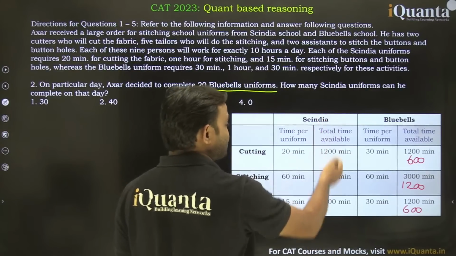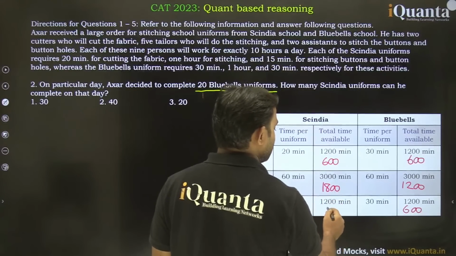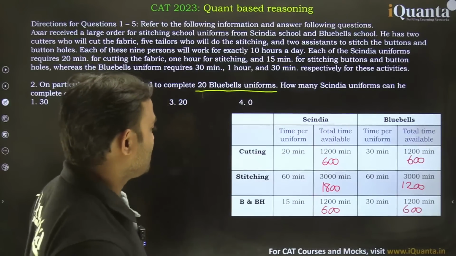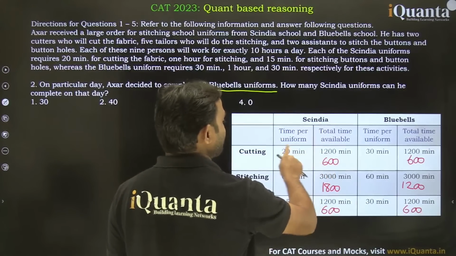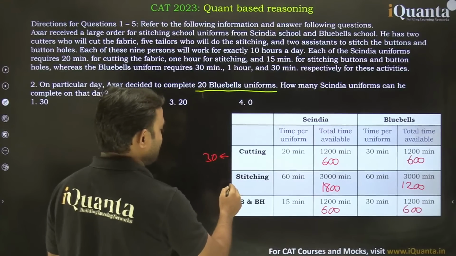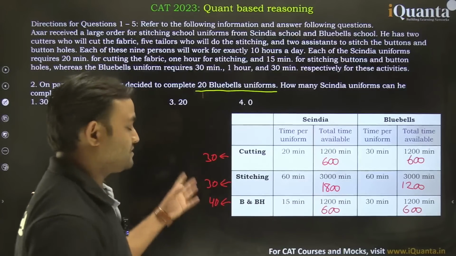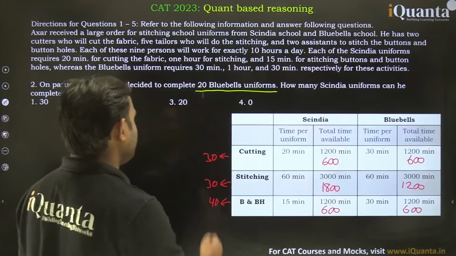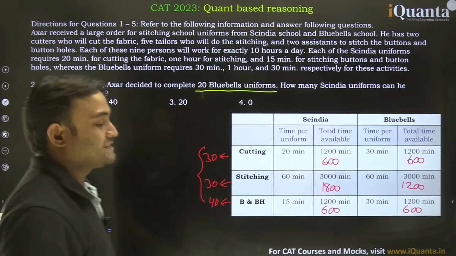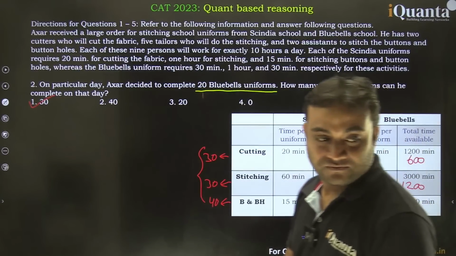What's the time left for Scindia uniforms? 600 minutes for cutting, 1800 minutes for stitching, and 600 minutes for buttons and buttonholes. Now 600 upon 20 will be 30. So in this case 30 dresses can be cut. In this case again 30 can be done, and in this case 40 can be done with buttons and buttonholes. So the minimum of these is 30. So 30 Scindia uniforms can be completed on that day.